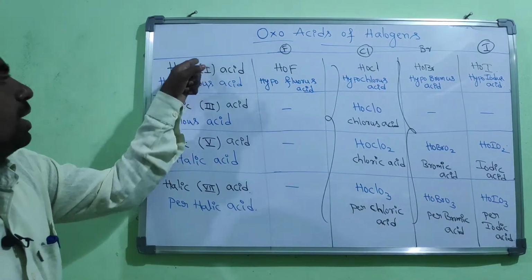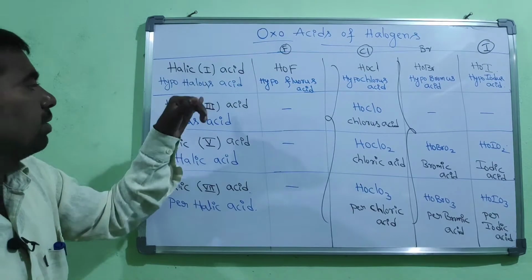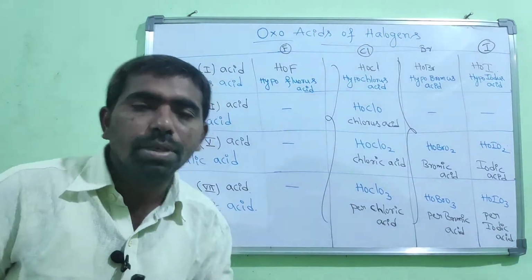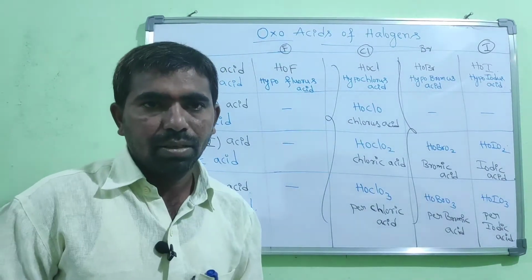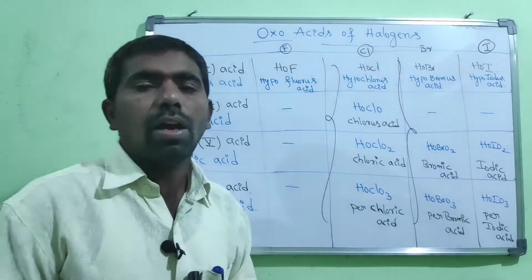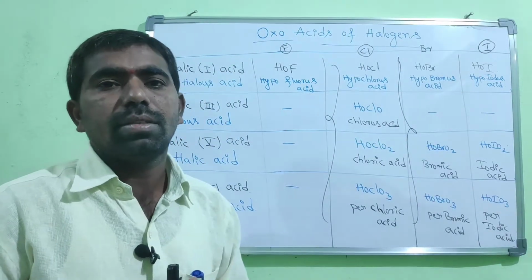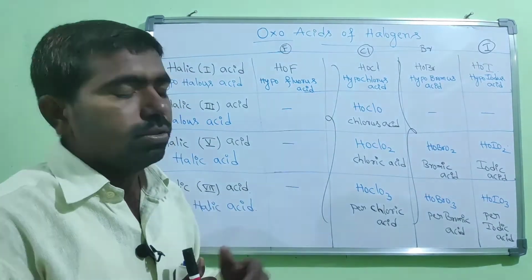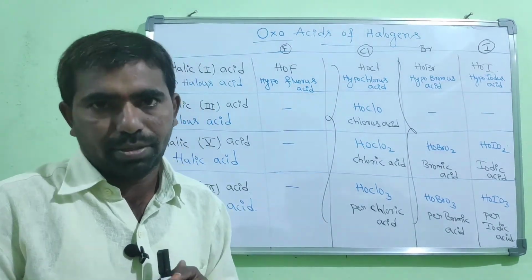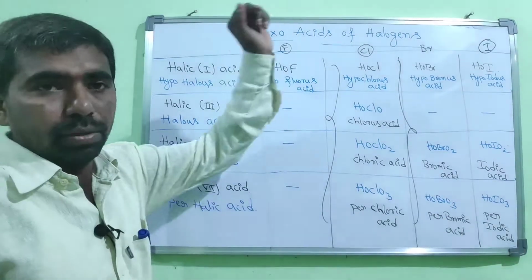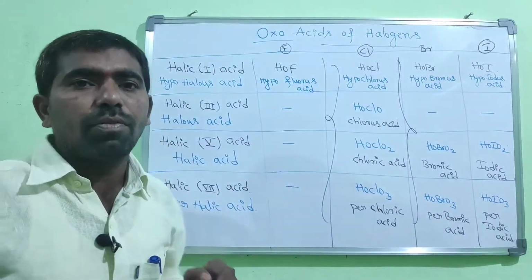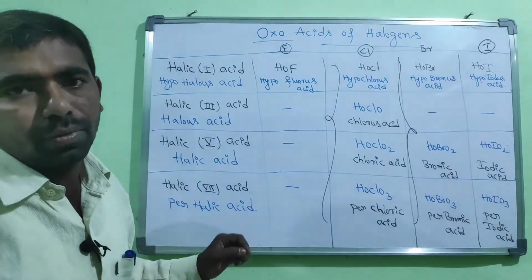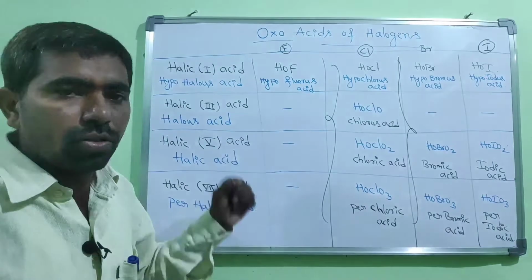Here I have written Roman numbers 1, 3, 5, 7 in brackets. They indicate the oxidation numbers of the halogens. The halogens are fluorine, chlorine, bromine, iodine. The last element is astatine, a radioactive element that doesn't form these kinds of substances. Now about fluorine. Fluorine forms only one type of oxo acid, that is HOF, hypofluorous acid. It doesn't form the other three types of oxo acids.